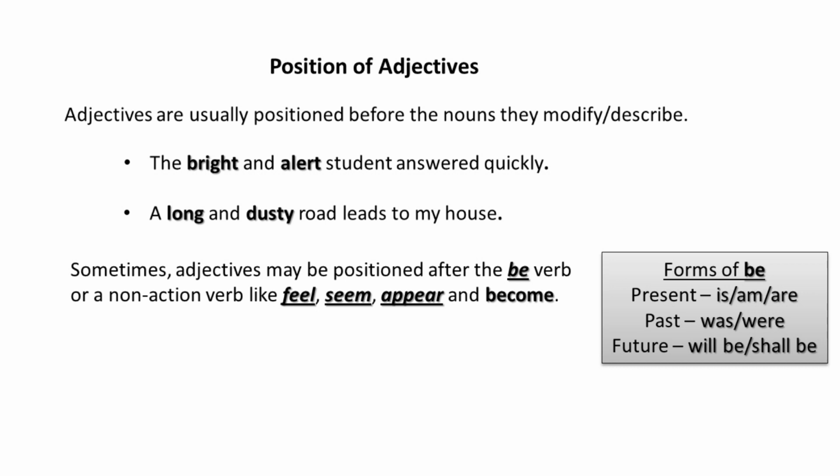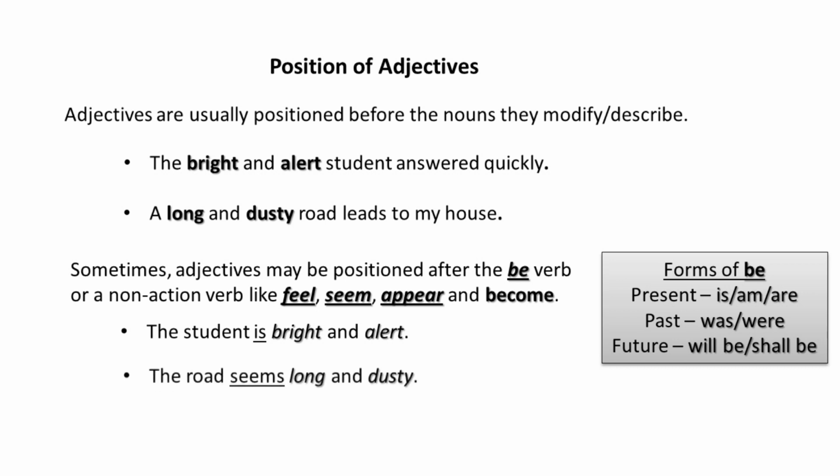Let us look at some examples. The student is bright and alert. Here, bright and alert are describing words, they are adjectives, and they are describing the noun student. But here, they are placed after the verb is, because is is one of the forms of be.